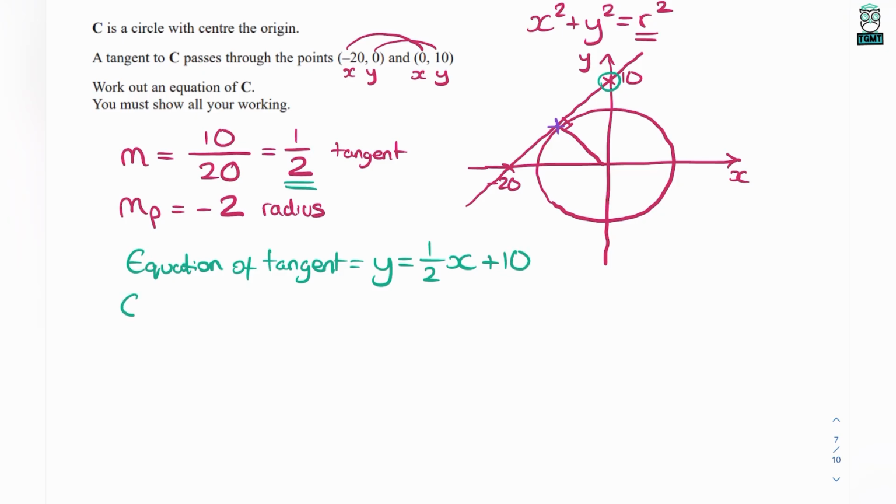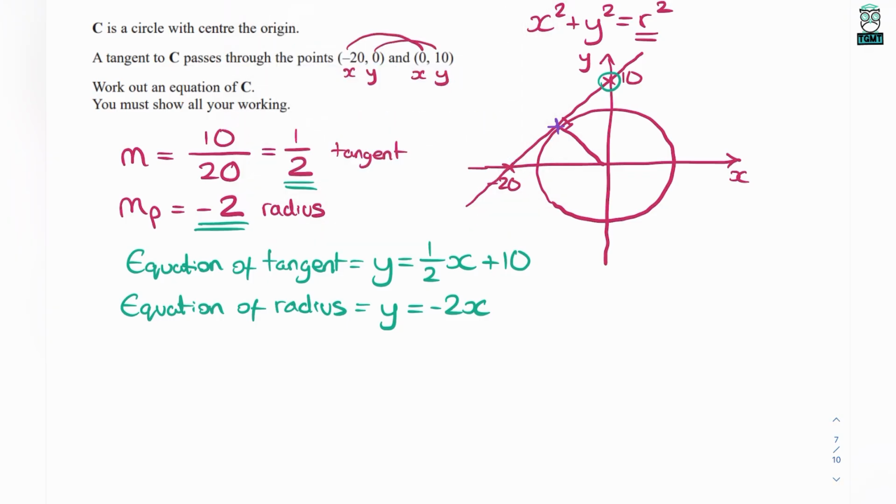Next we could find the equation of the radius. So the equation of the radius is going to be y is equal to, and here is our gradient, so -2x, and the radius crosses the y-axis at the origin, so that'd be +0, and again when it's +0 we don't need to write that. Let's find where they intersect.